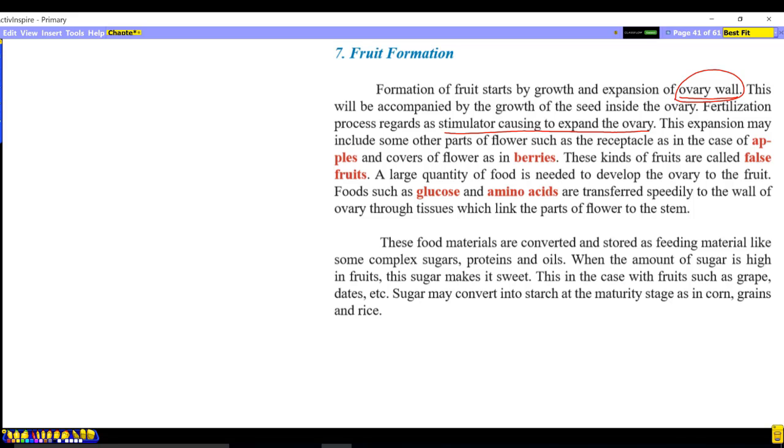This expansion may include some other parts of the flower, such as the receptacle, which is the base of the flower, as in apples, and sometimes the covers of the flower, which are calyx and corolla, like in berries. This kind of fruit is called false fruit. They call it false fruit because the fruit is not formed from the ovary wall, but from different parts of the flower, the receptacle, like in apples, or the covers of the flower, calyx and corolla, like in berries. That's why we call them false fruit, because they are not formed from the ovary.